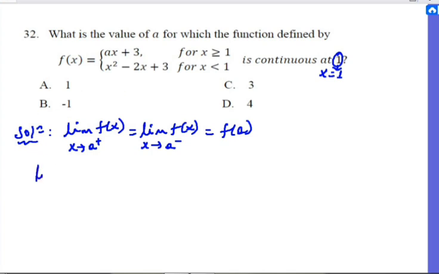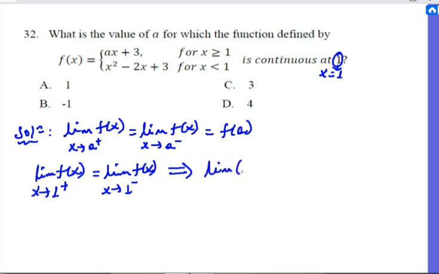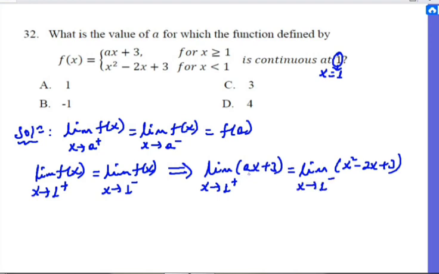So the limit of f of x as x approaches 1 from the right must be the same as the limit of the function as x approaches 1 from the left. This implies the limit of f of x as x approaches 1 from the right, which is the limit of ax plus 3, must be the same as the limit of x squared minus 2x plus 3 as x approaches 1 from the left. So in both cases, substitute x equals 1.